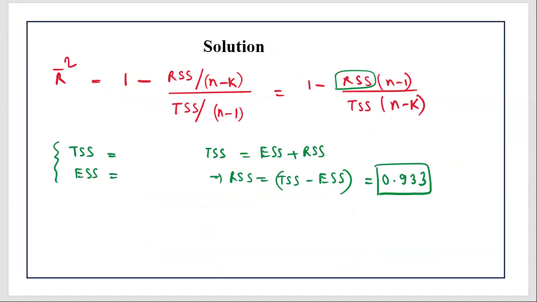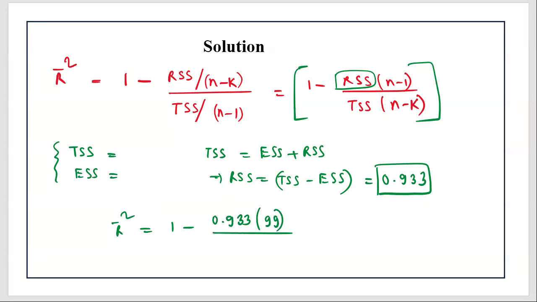Now, if you have this RSS, all the rest of the things you already know. So you can simply put the values. 1 minus 0.933, then n minus 1. N is 100, so n minus 1 is 99, upon TSS. TSS was 164.33.